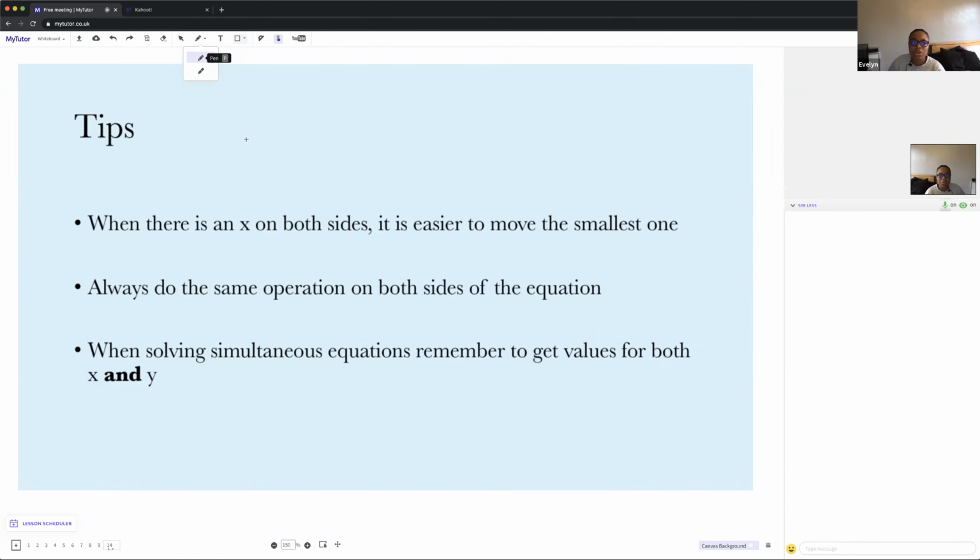Now, before we move on to the Kahoot session, a few tips. When there is an x on both sides, it's easier to move the smallest one. So remember, look for the smallest x and move it. Always do the same operation on both sides of the equation. So if you're subtracting 7 on one side, make sure you subtract it on the other side. And when solving simultaneous equations, remember to get both the values for x and for y. So don't just get x, because you will lose like 2, maybe even 3 marks if you don't work out what y is going to be equal to.